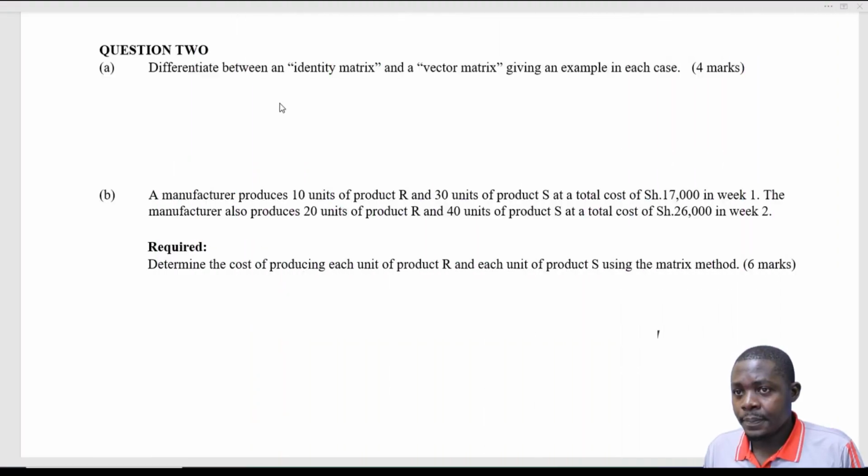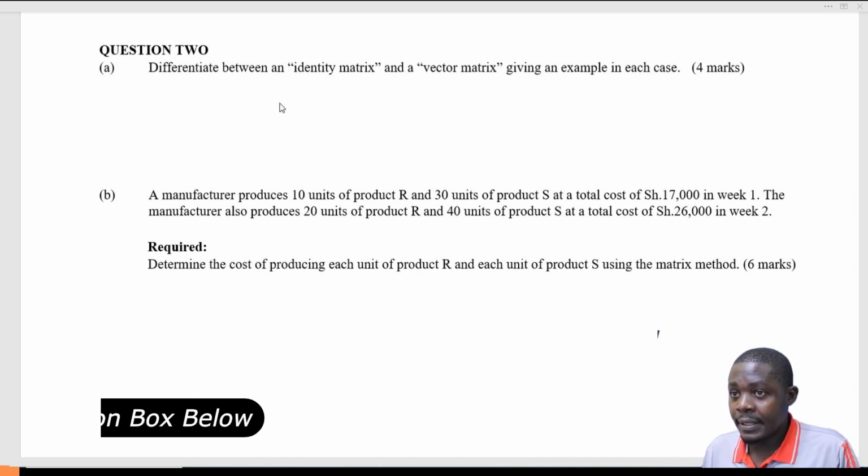Okay, we are looking at question number 2 of December 2022, Business Mathematics and Statistics. The question reads, differentiate between identity matrix and vector matrix, giving an example in each case.